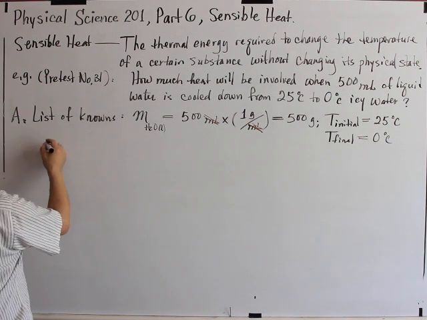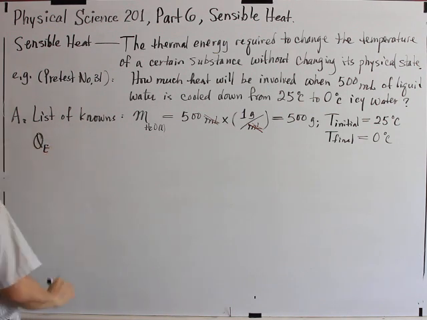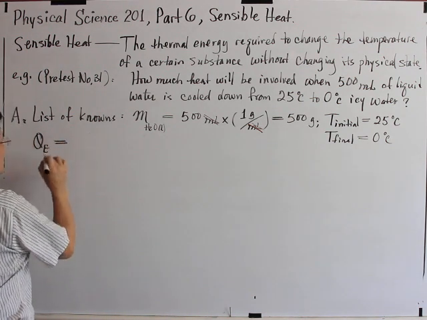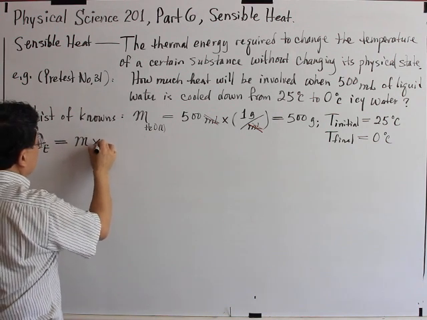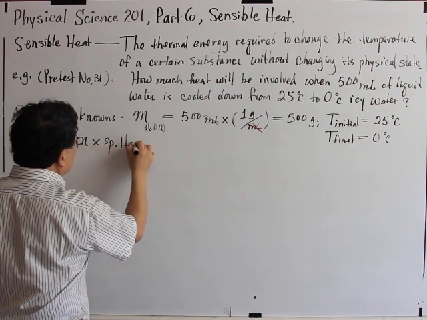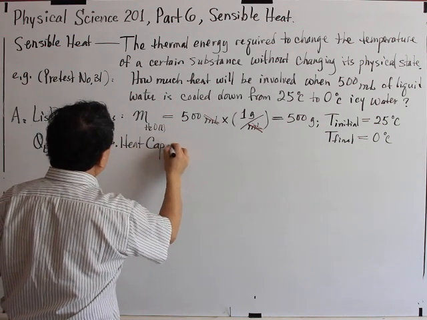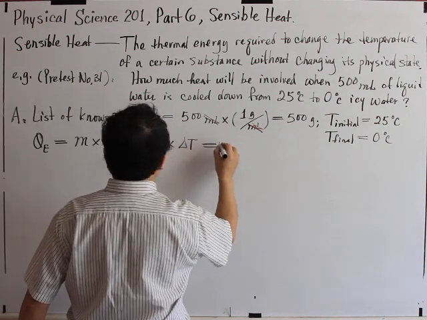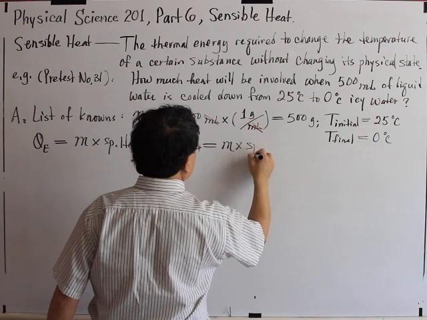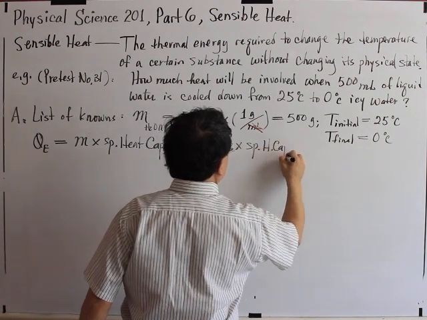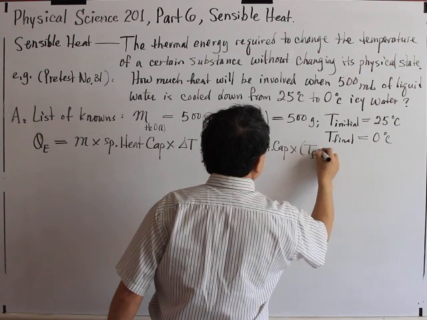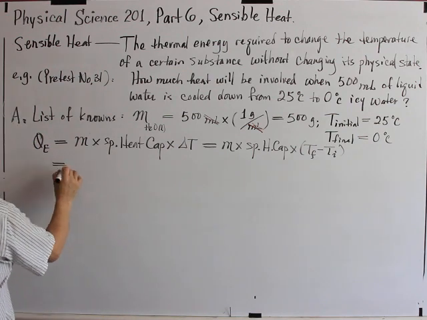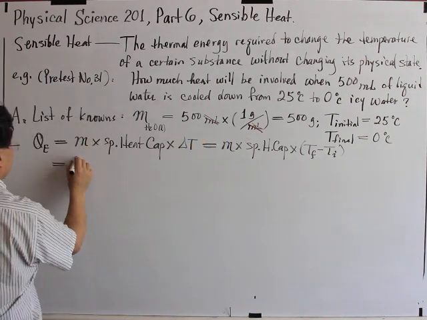So what is the solution? We have to find the correct equation. The sensible heat equals what? The mass multiplied by specific heat capacity, multiplied by delta T, and we already did this. It's going to be mass times specific heat capacity times T final subtract T initial. Now, according to that, the mass is 500 grams.